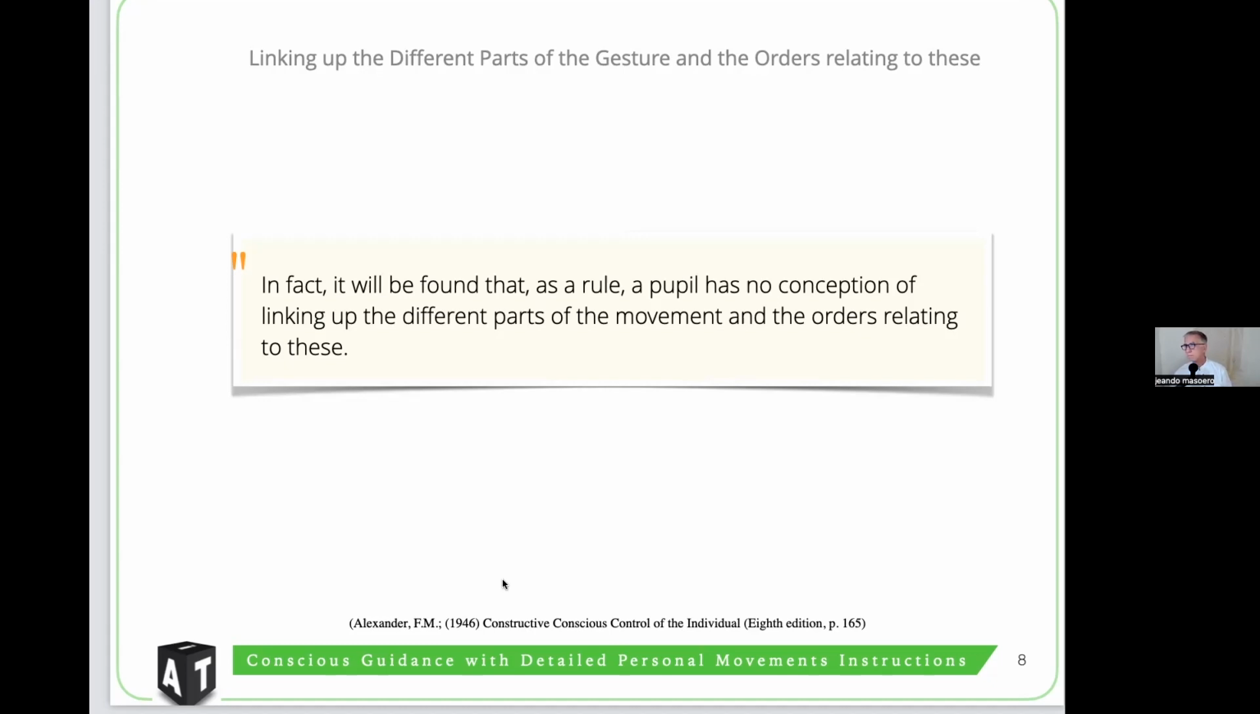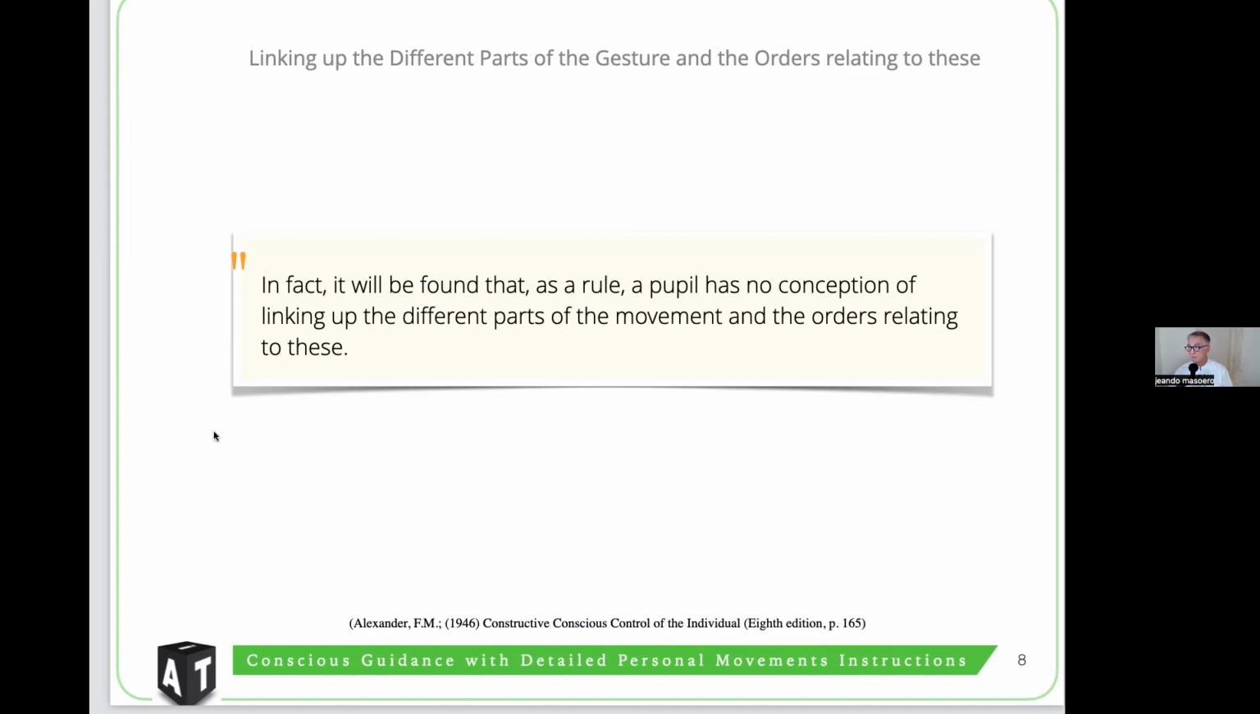Well, once in a while, I can still use Alexander's writing. This is in Conscious Control of the Individual, F.M. Alexander's second book. And he says, in fact, it will be found that as a rule, a pupil has no conception of linking up the different parts of the movement and the orders relating to these. To me, that sentence seems coming from Delsarte.